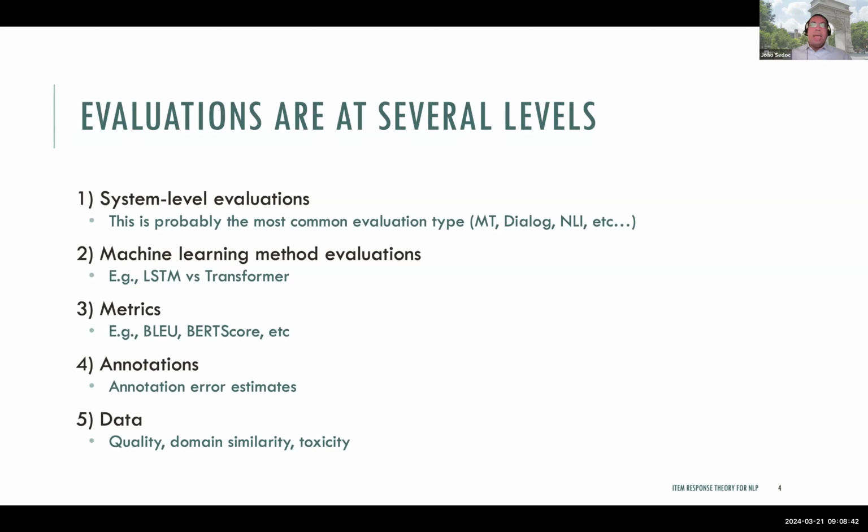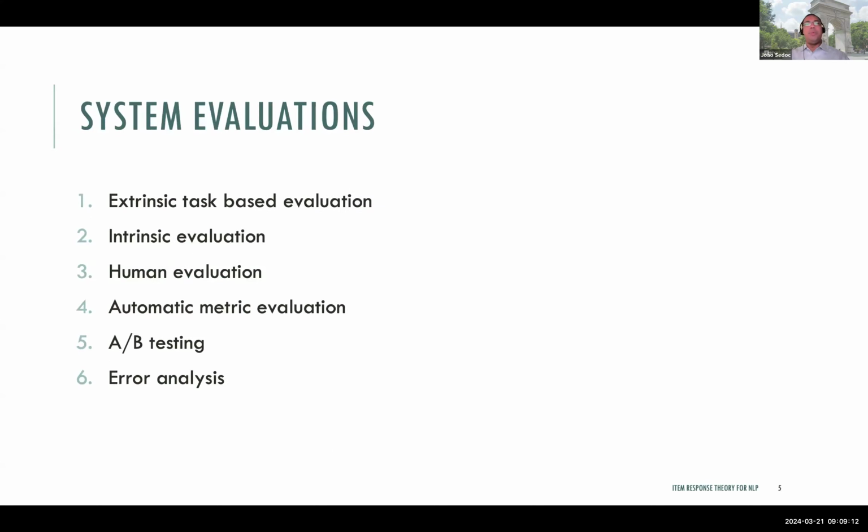And the reason why I'm showing you this is largely because what we're going to do in this tutorial is actually cover almost every bit of what I just talked about, where you can see how item response theory is one type of method for you to be able to analyze and get insights into all of these components of evaluation. So digging a little bit deeper into system level evaluations, there's extrinsic task-based evaluation.